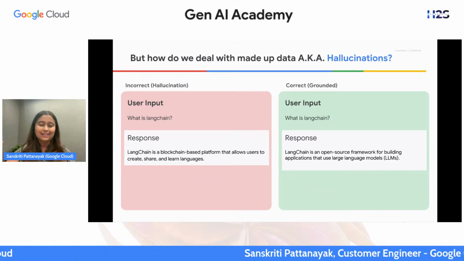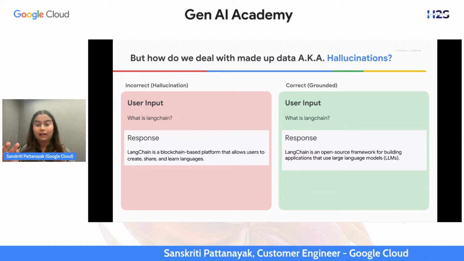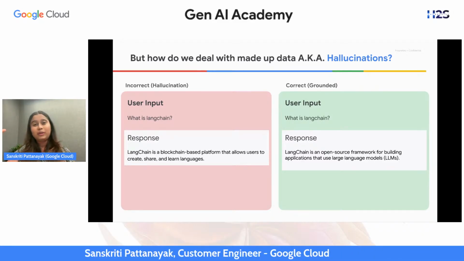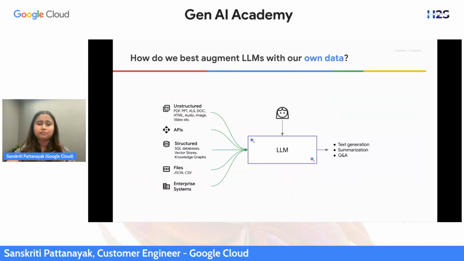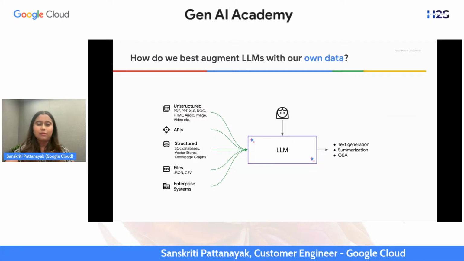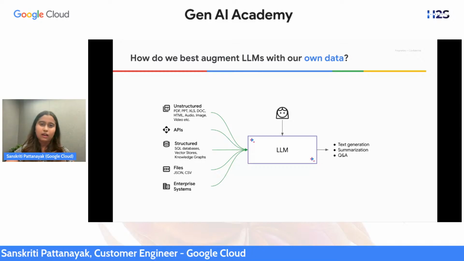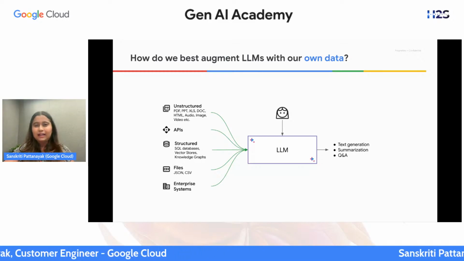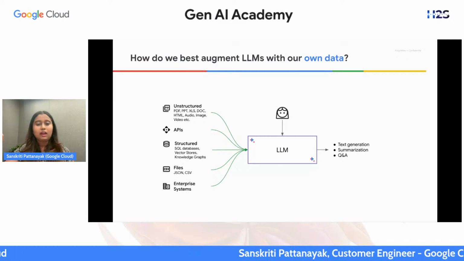Either it could be more latest data because the model is trained maybe 1 month back, maybe 2 months back, or it could be data which is enterprise specific, right? So, how do we best augment our LLMs with our own data? Our data could be unstructured data, which is PDFs, documents, images, videos. It could be APIs. So, you as an enterprise business would have designed APIs, right? How do I pull in data from my API endpoints and actually pass that into the LLM for context?